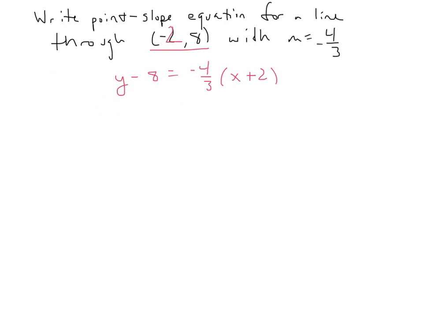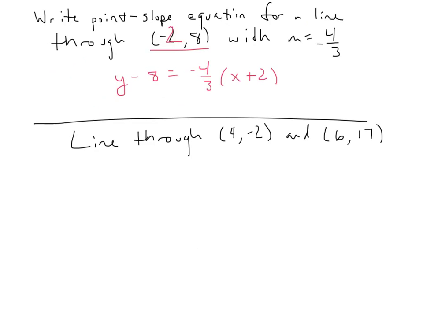But clearly I'm going to have to make it a little bit harder. Now it's still pretty straightforward, even if I give you 2 points. The only real work I need to do is finding the slope. So I can say m, the slope, is equal to 17 minus negative 2 over 6 minus 4, which is equal to 19 halves.